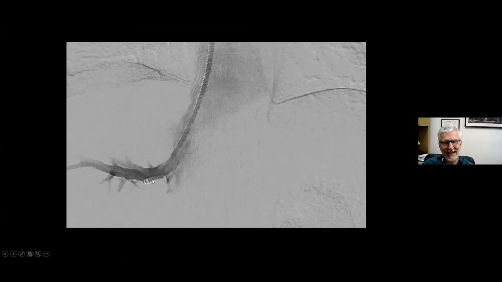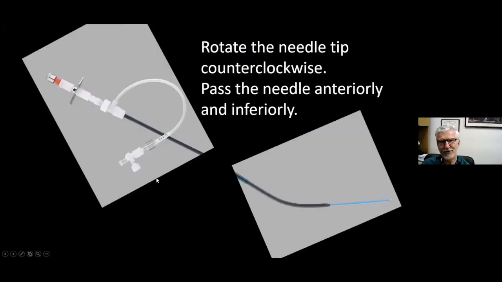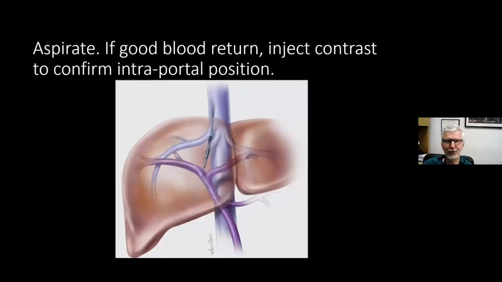Once the tip of this cannula is about 2 centimeters from the inferior vena cava, we're going to start rotating this cannula counterclockwise so the cannula points anteriorly through the anterior wall of the middle hepatic vein. And then we're going to send it inferiorly and anteriorly. We're going to put it into the area where we think the portal vein is, and then we're going to start aspirating. We're going to aspirate looking for free flow of blood into our needle.